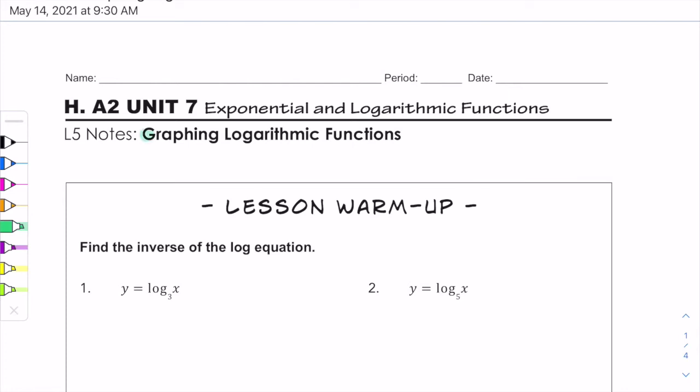Today's notes are on graphing log functions. Graphing log functions requires you to identify the inverse of the log, which will be an exponential function, find your ordered pairs or your parent function points from that inverse, and then you'll be reflecting or switching your x and y coordinates in order to graph the log function.